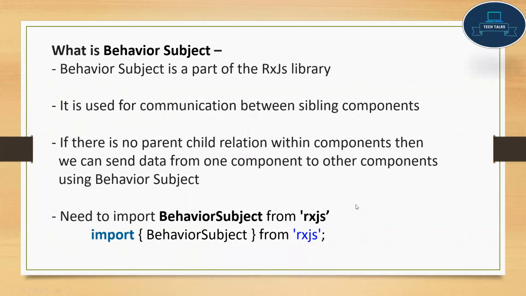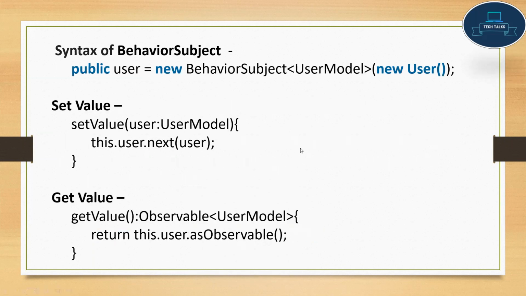Behavior subject is a special type of observable and it is part of your RxJS library. It is used for communication between sibling components. If there is no parent-child relationship between components, then you can send data from one component to another component using behavior subject. If you want to use behavior subject in your component, then you need to import behavior subject from RxJS. Here is the way you can import.